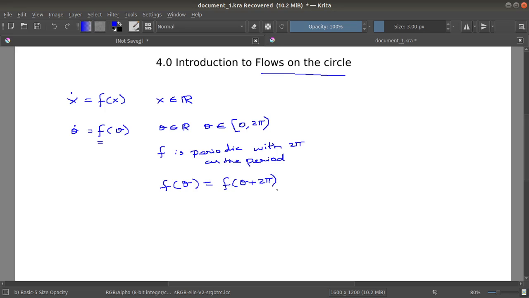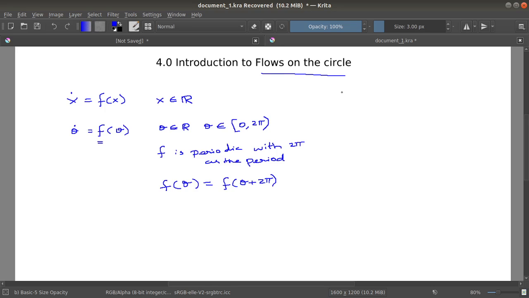So if a function is in this manner and I can take any value for theta only from 0 to 2 pi, or in this set, then I could call this system a system which is flowing on the circle, instead of flowing on the line.